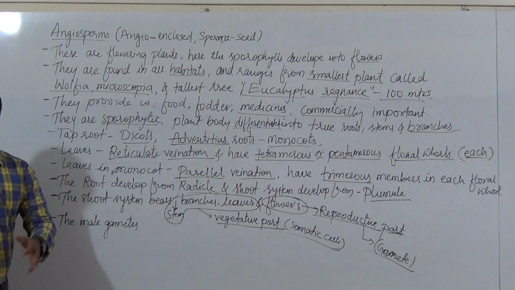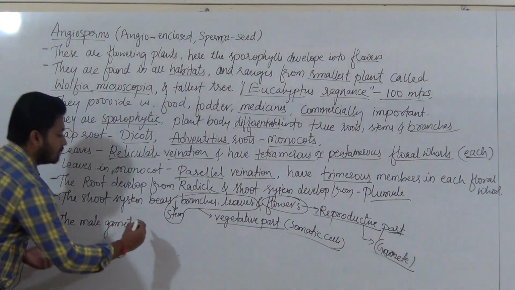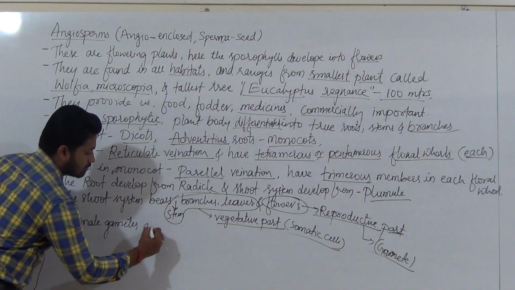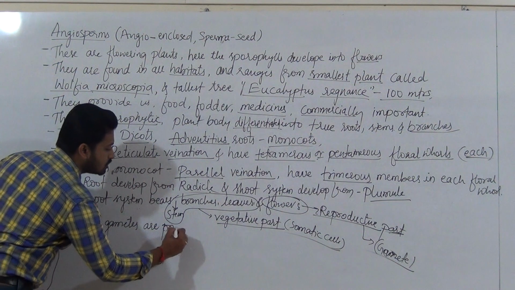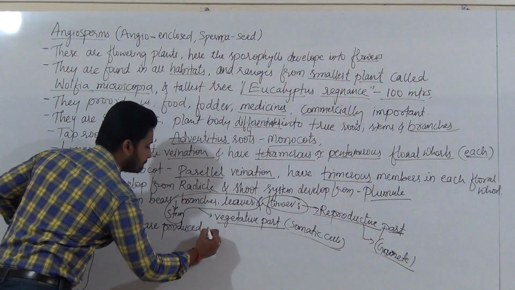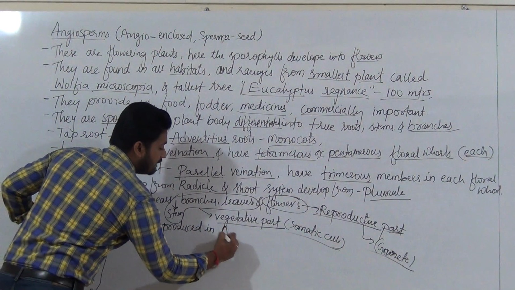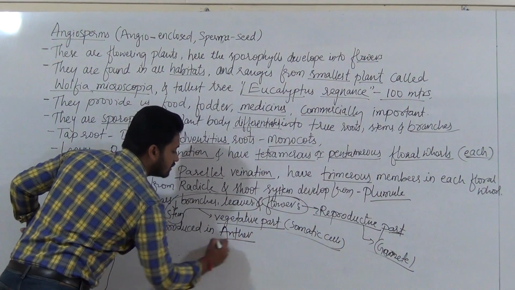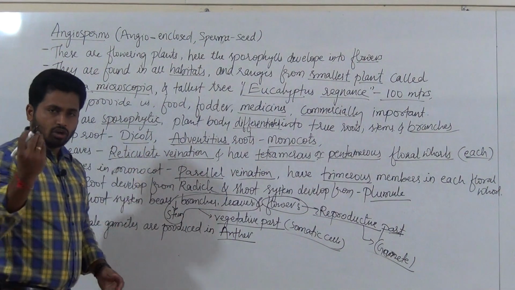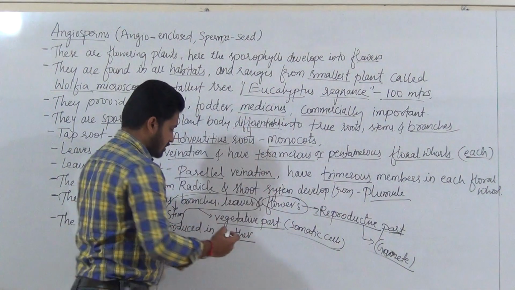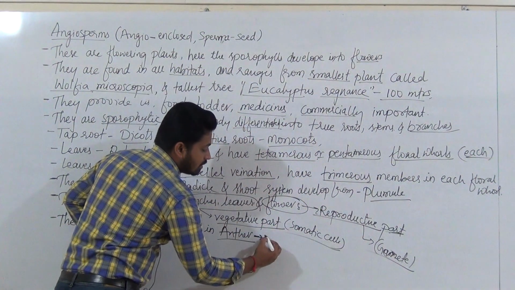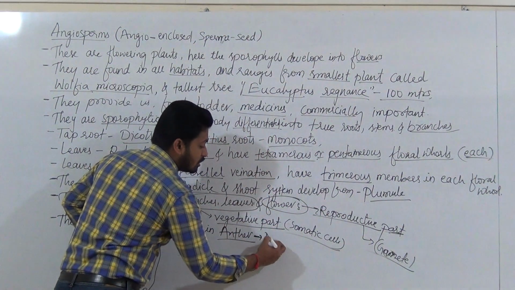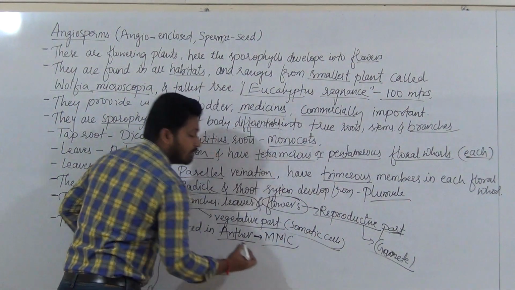Okay, in a flower structure, I will explain now. The male gametes are produced in anther. What is anther? It is the androecium part. I will explain it as a diagram. Anther, that is microspore mother cell.